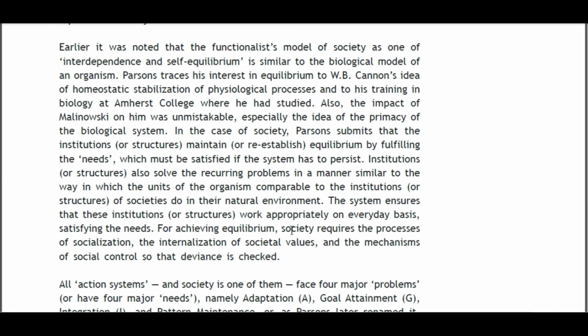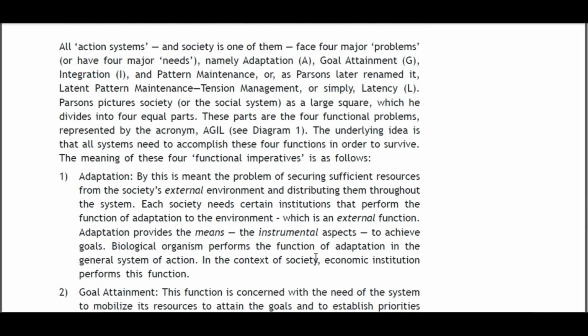For achieving equilibrium, society requires the process of socialization, the internalization of societal values, and the mechanisms of social control so that deviance is checked. All action systems, and society is one of them, face four major problems or have four major needs, namely adaptation, goal attainment, integration, and pattern maintenance, or as Parsons later renamed it, latent pattern maintenance, tension management, or simply latency.